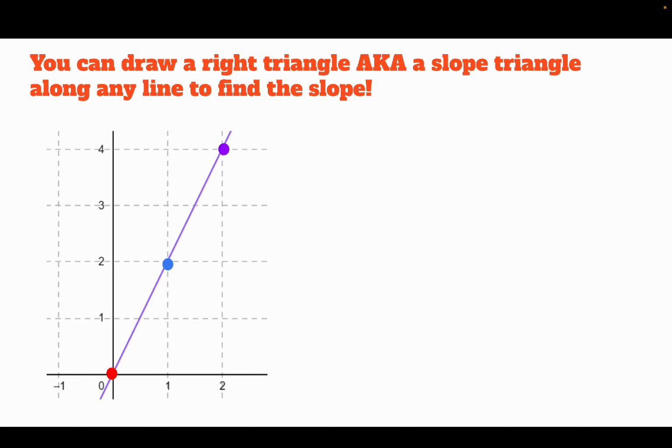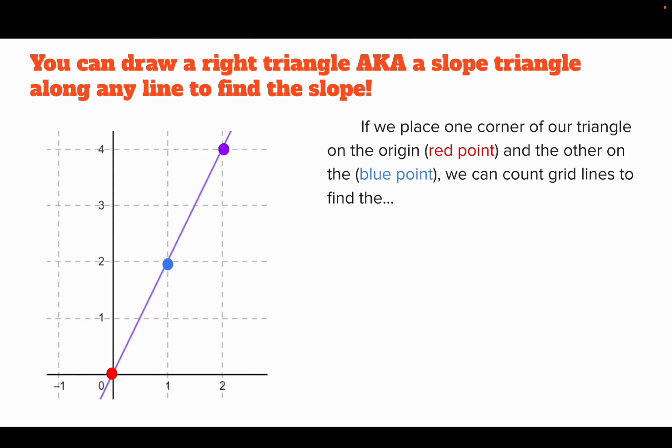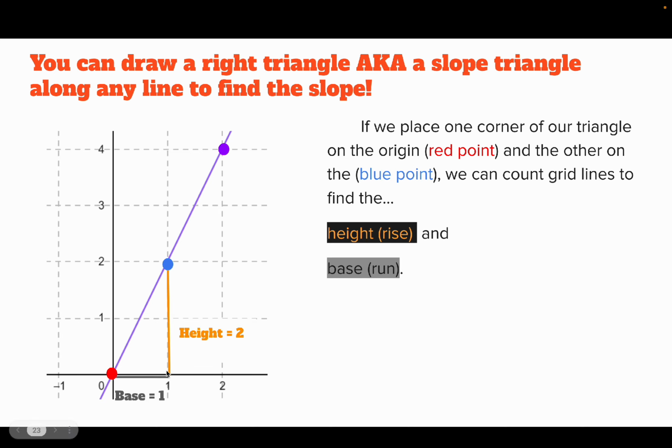Now, you can draw a right triangle, aka a slope triangle, along any line to find the slope. This is what I was just saying. Now we get our example. If we place one corner of our triangle on the red point and another on the blue point, we can count grid lines to find the height and the base, the rise and the run. So I could easily just see that to go from red to blue, I have to go up 2, and there's a 2 on the axis, over 1. There's a 1 on the axis showing me this. See, height of 2, base of 1.